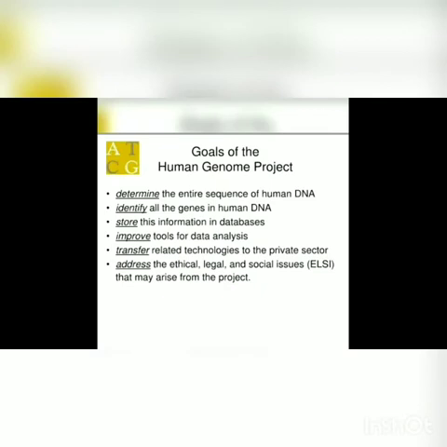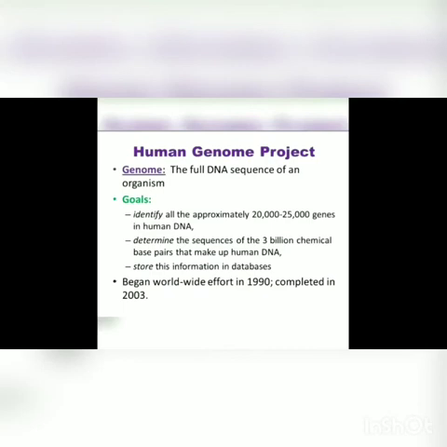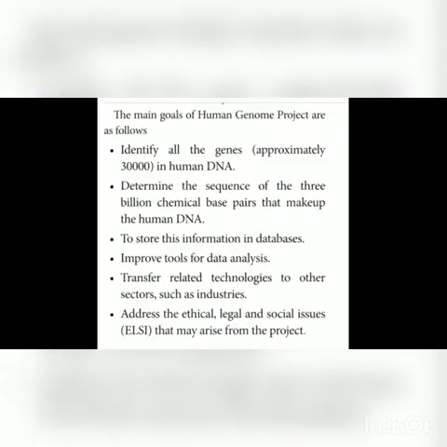Next are the goals and the methodologies of the Human Genome Project. So what are the goals? The main goals of this Human Genome Project are: it helps to identify all the genes. Already I told you there are 3 × 10^9 base pairs, so it helps to identify all the genes in human DNA. It helps to determine the sequence of the 3 billion chemical base pairs that make up the human DNA.